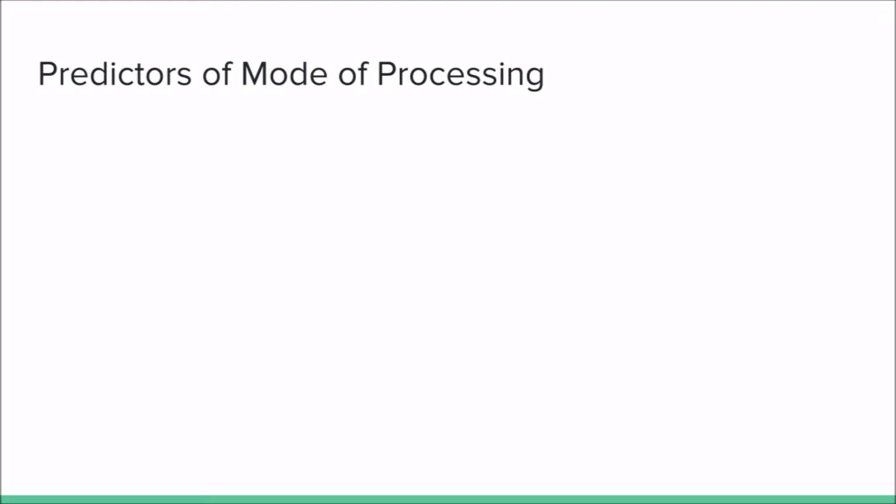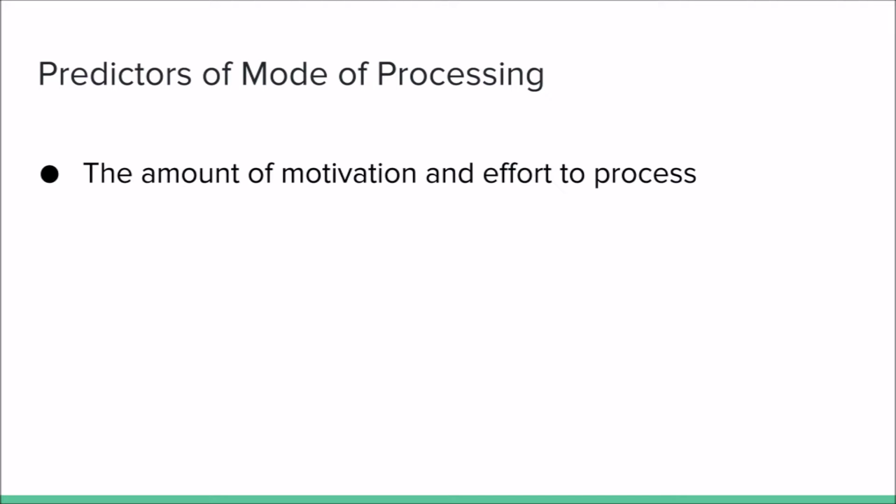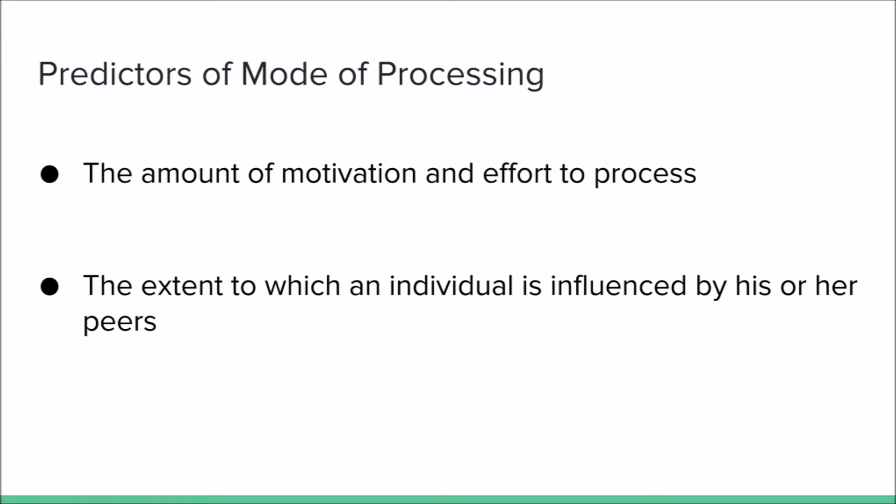So what predicts which mode of processing should be used? The amount of motivation and effort to process that someone possesses, as well as the extent to which an individual is influenced by his or her peers.